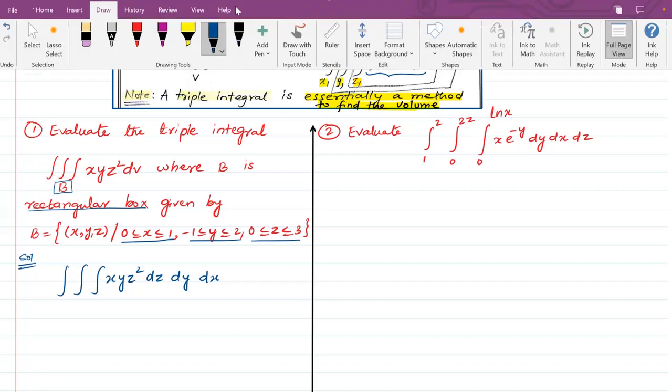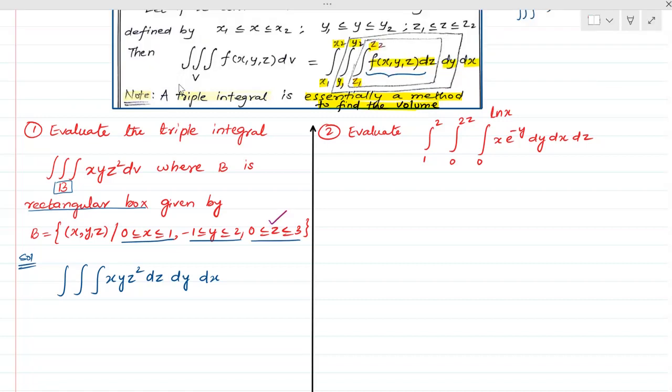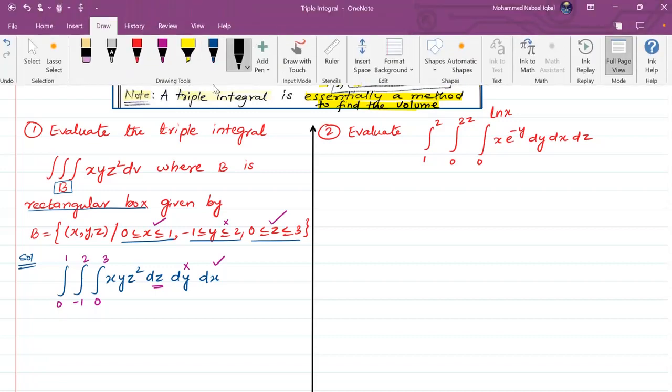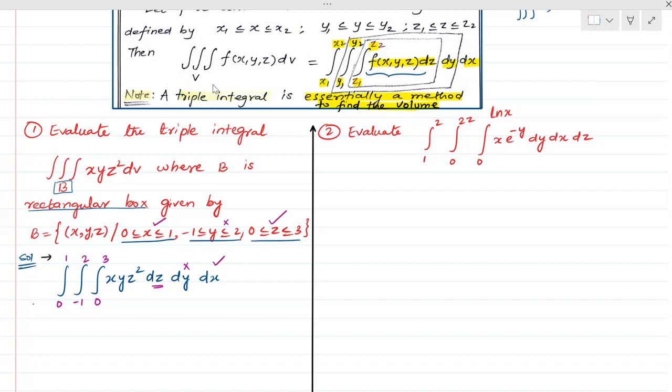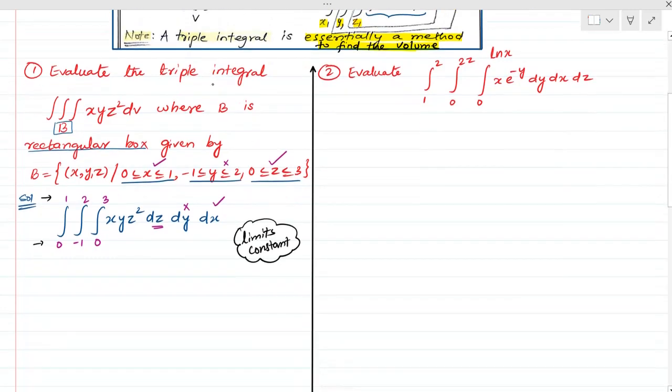So what is the limit correspondingly? The limit of z, the innermost limit, is 0 to 3. What about the next one? The y limit is -1 to 2. And the next one, the x limit, is 0 to 1. So if you see, all the limits are constant in this problem. So we will go with the innermost integral as usual.